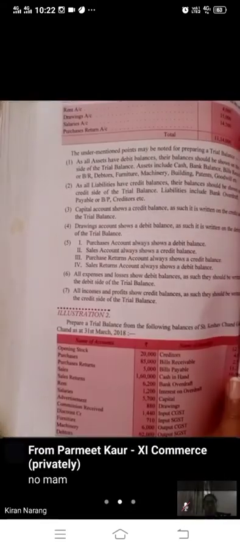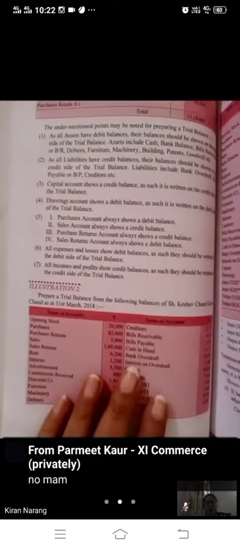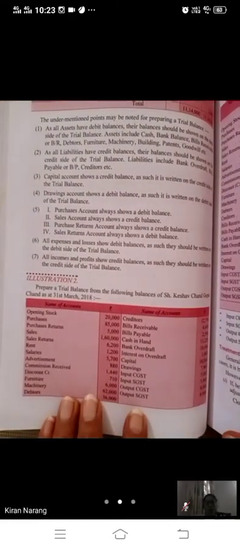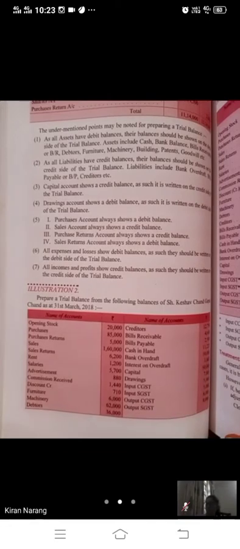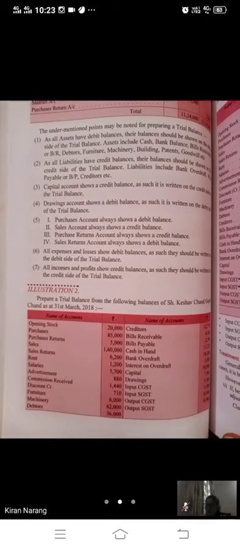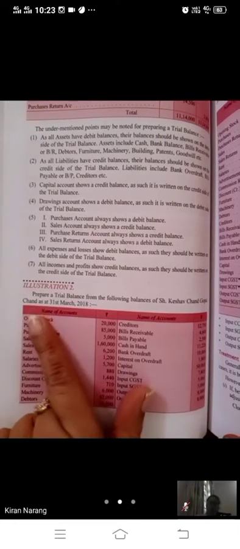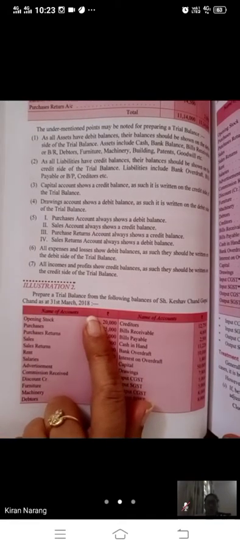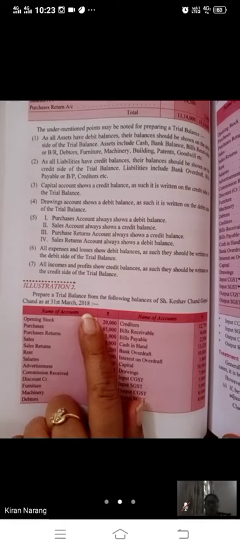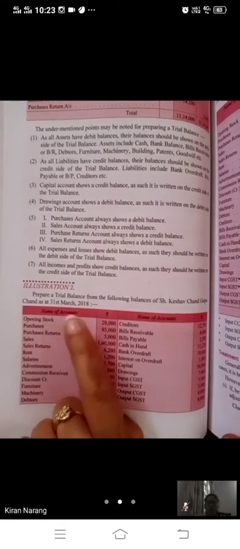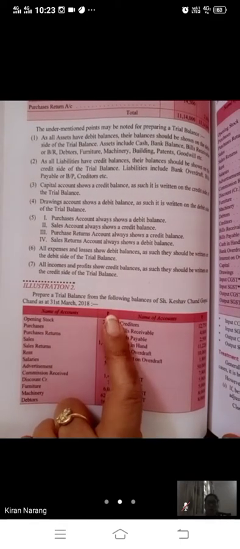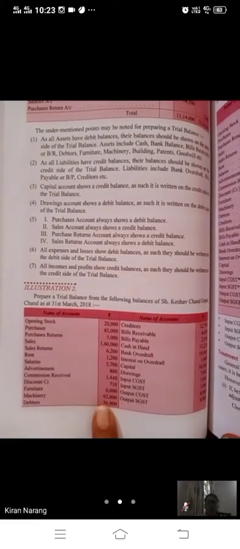Have a look here now. In illustration number 2, what you have to do? Beta, in illustration 1, a lot of accounts were given to you. Okay, very good. But in illustration number 2, the names of accounts are given. This is an easy question and a question can come in this form only. Prepare a trial balance from the following balances of Shri Keshav Chand Gopal Chand as at 31st March 2018. On the top of the answer you will write trial balance of Keshav Chand Gopal Chand as at 31st March 2018. Names of the accounts and their balances are given to you.